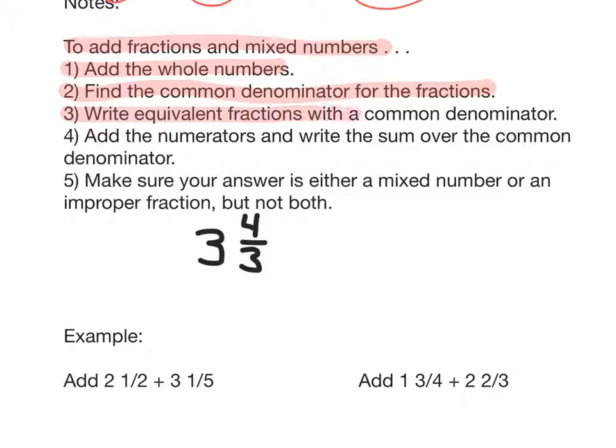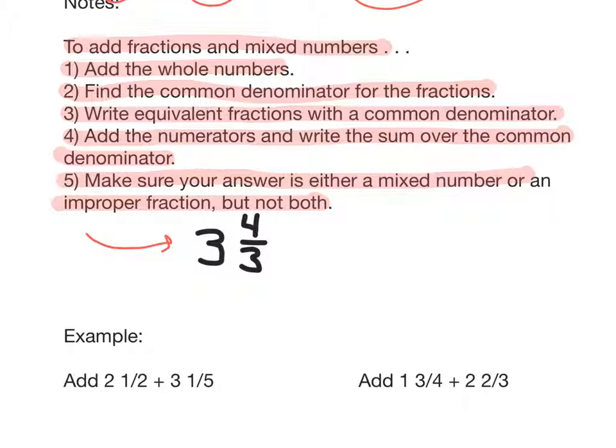Thirdly, write equivalent fractions with the common denominator. Fourthly, add the numerators and write the sum over the common denominator. Fifthly, make sure your answer is either a mixed number or an improper fraction, but not both. This is not acceptable. That's a mixed number.